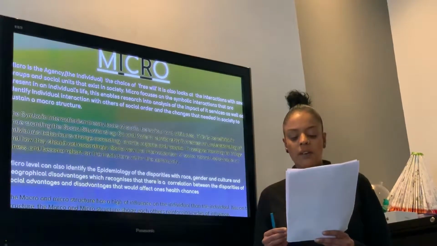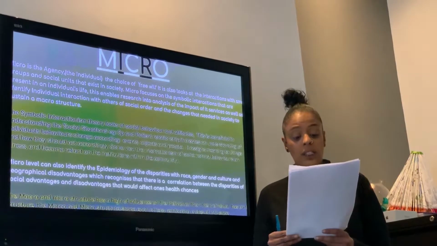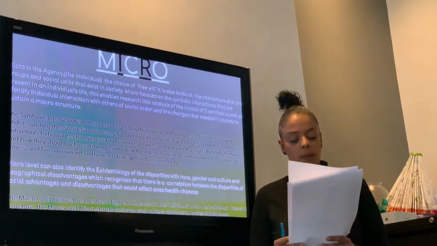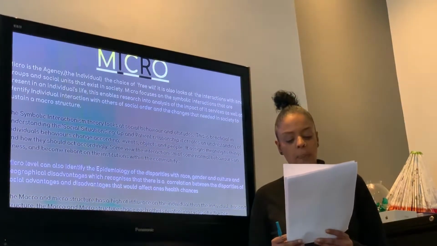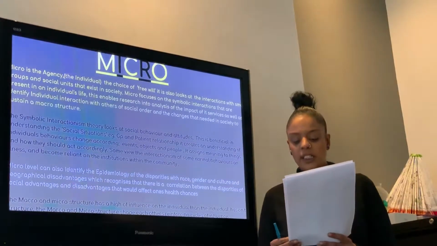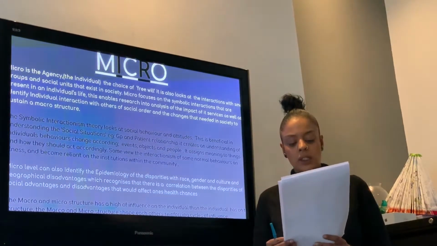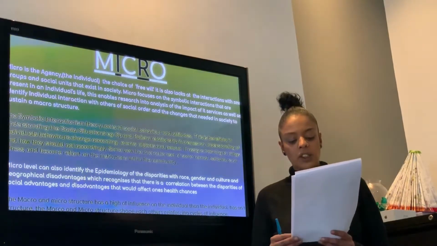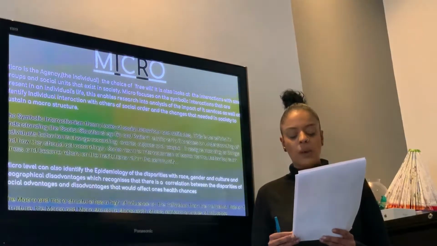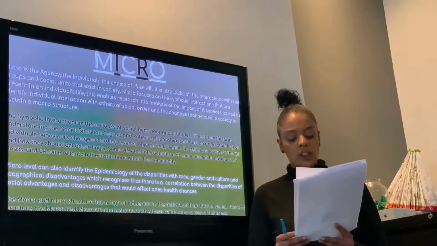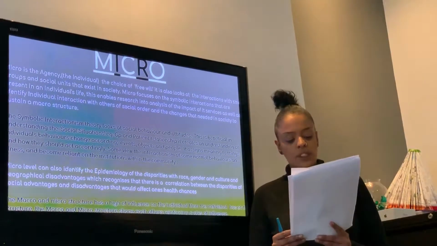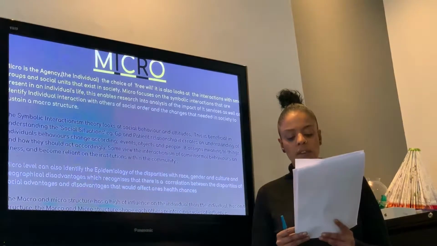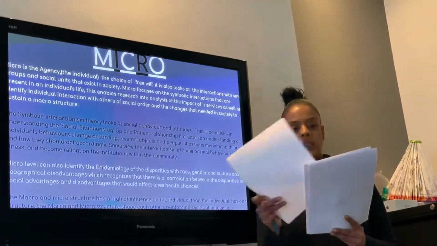Some view the interactionism of some normal behaviours and illness and become reliant on institutions within the community. Micro level can also identify the epidemiology of its disparities with race, gender and culture, and geographical disadvantages, which recognises that there is a correlation between the disparities of social advantages and disadvantages that would affect one's health chances. The macro and microstructure has a high influence on the individual than the individual has on the structure. The macro and microstructure shape each other, reinforcing cycle of influence.